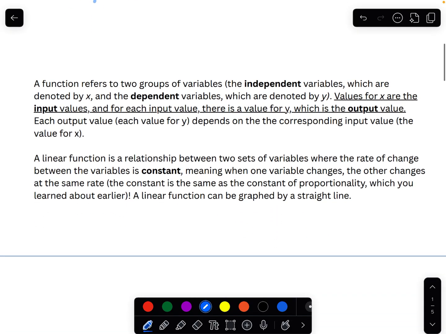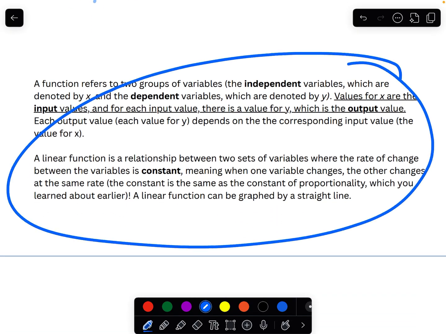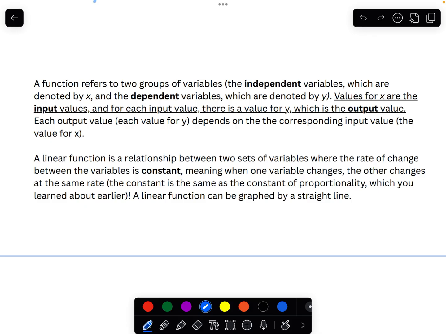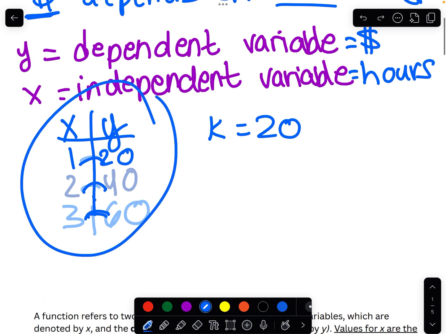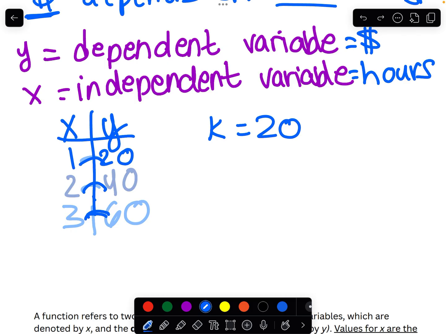This language here is from a reference I gave my students. And the way that we explain it is that a linear function is a relationship between two sets of variables where the rate of change between the variables is constant. So what that means is in this situation with the typing, the rate of change is $20 or 20.